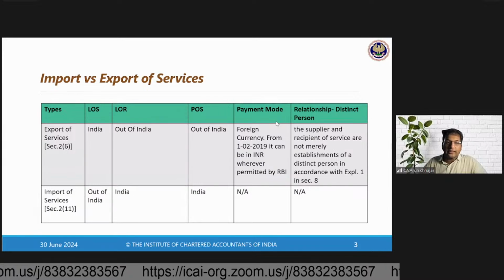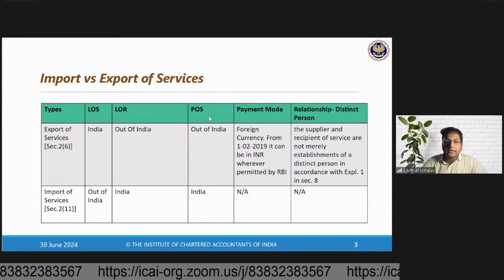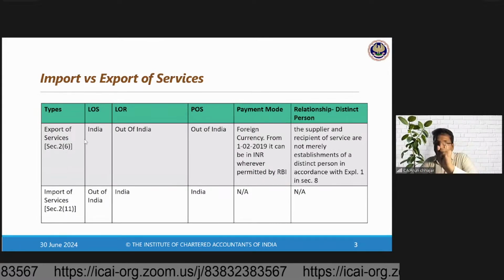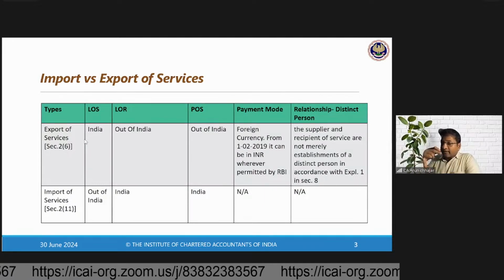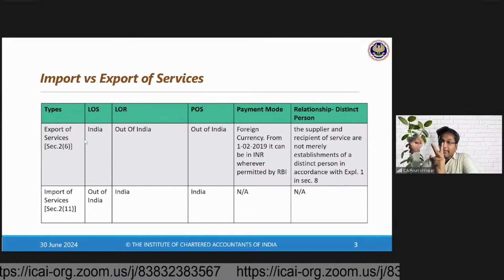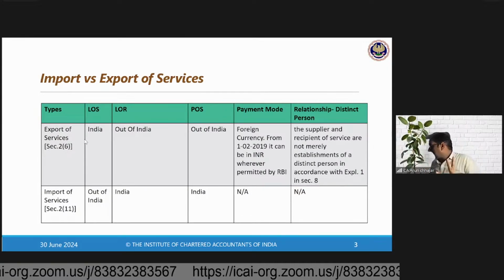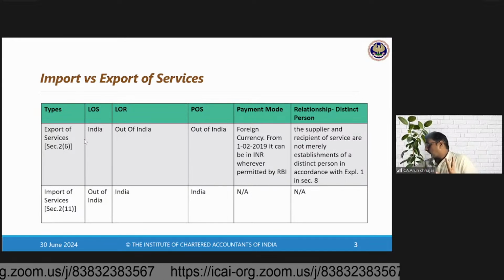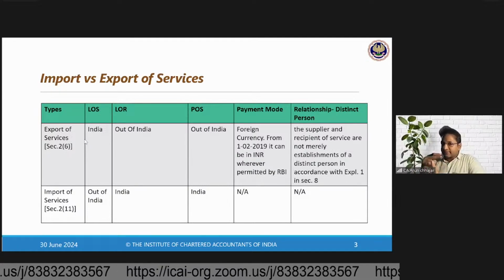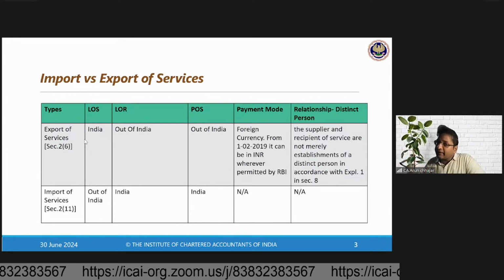For export, it will be treated as export if the following conditions are satisfied. For example, for export, there are 5 conditions. Condition number 1, supplier should be in India and the customer would be definitely out of India. Recipient should be out of India, correct? And the place of supply should be out of India. This place of supply would be determined according to section 13 of the IGST Act, correct? Then the amount should come in foreign currency, or wherever permitted, it can come in INR, permitted by the Reserve Bank of India.